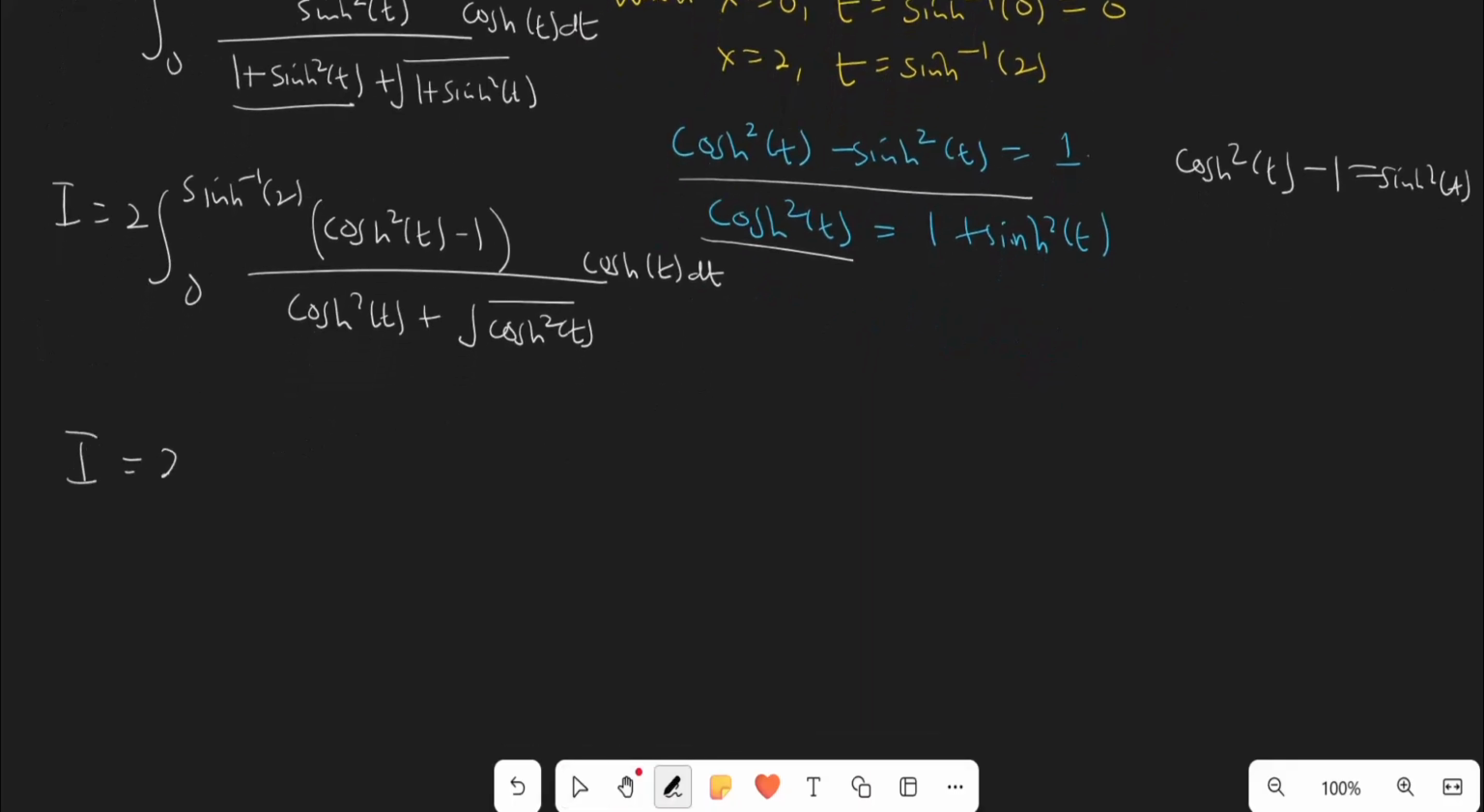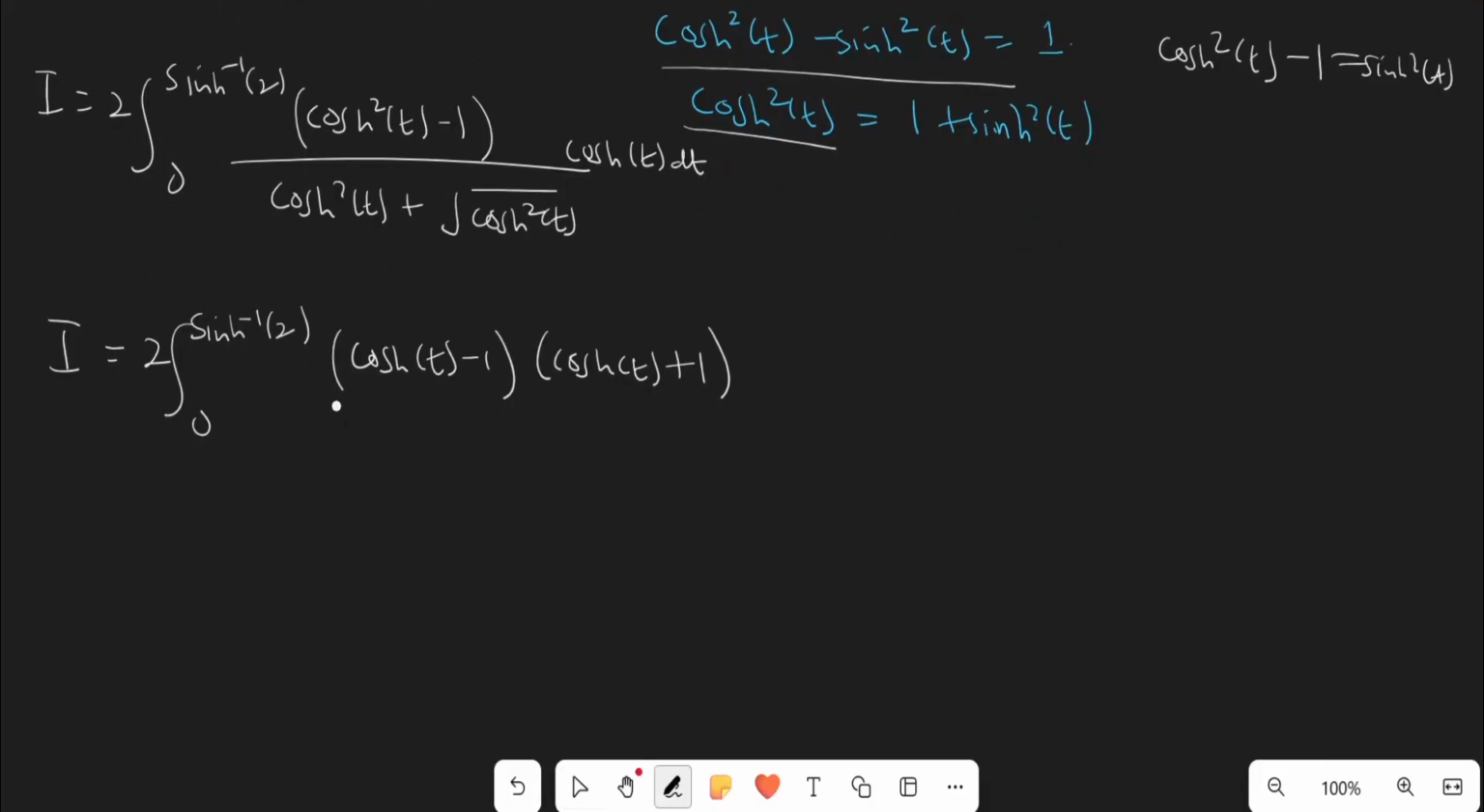So I is going to be 2 times the integral from 0 to the sine hyperbolic inverse of 2 of the numerator, which can also be written as this because it's a difference of 2 squares: cosine hyperbolic of t minus 1 times cosine hyperbolic of t plus 1. That is the difference of 2 squares in the numerator. The denominator is cosine hyperbolic of t squared plus the square root of that, which is cosine hyperbolic of t, times cosine hyperbolic of t dt.